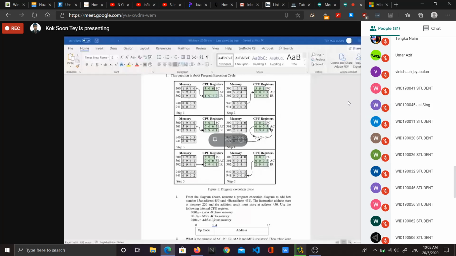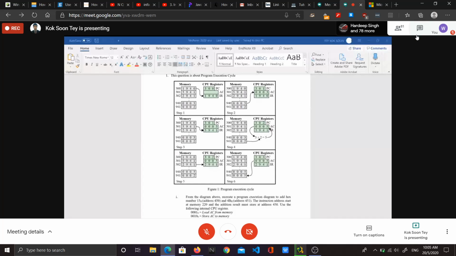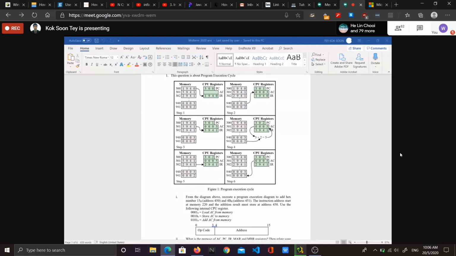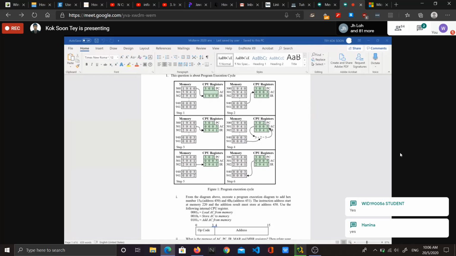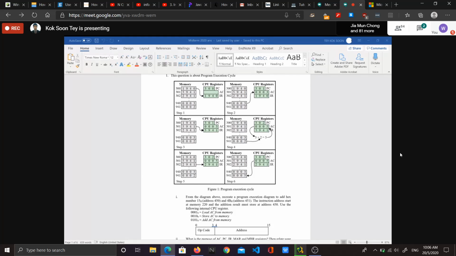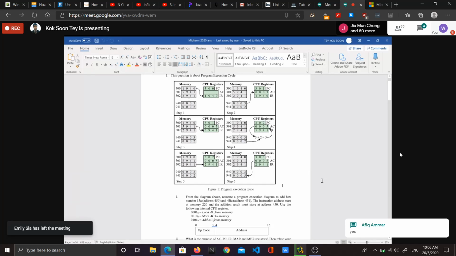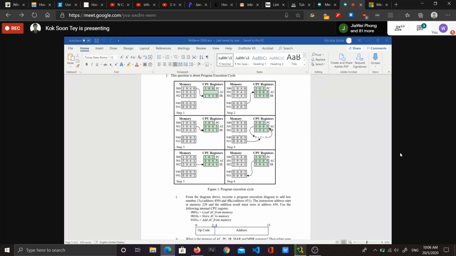So let's go into the first question. You can see the screen, right? The share screen on the midterm questions. Okay, so for question one, they are asking to modify the program so that you're adding two numbers.